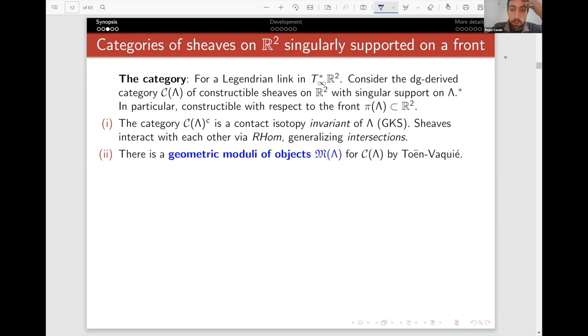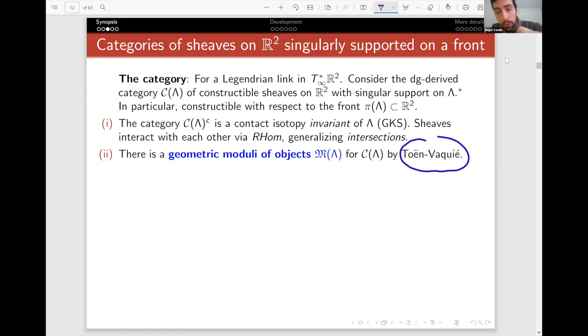All right, so fantastic. You have categories and you might feel good about yourself. I can say so many things about a category. Well, maybe some people can. Myself, I am more comfortable with a thing like a manifold or an algebraic variety more than a category. Luckily for us, the work of Bertrand Toen and Michel Vaquier explains how it's possible to extract a moduli of objects from that category.